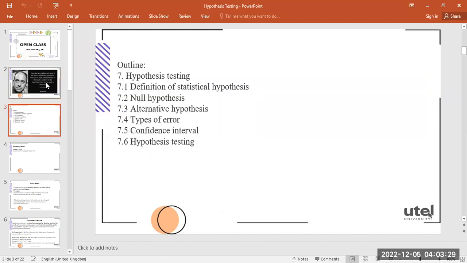Now, just like I've said quickly, here is the outline. We'll define what hypothesis is, and then we'll talk about hypothesis testing, the definition of statistical hypothesis. We shall see two important types of hypothesis, that's the null hypothesis and the alternative hypothesis. We shall talk about types of error. We shall talk about confidence interval, and then finally, hypothesis testing.